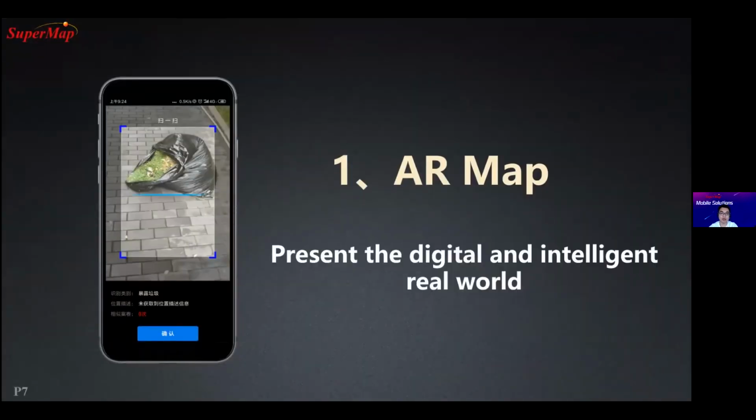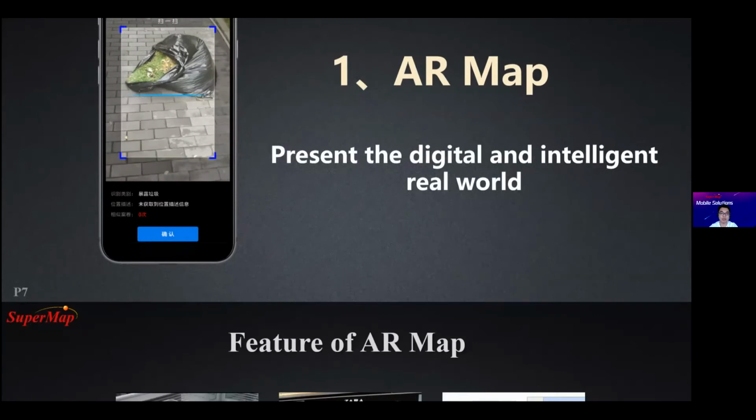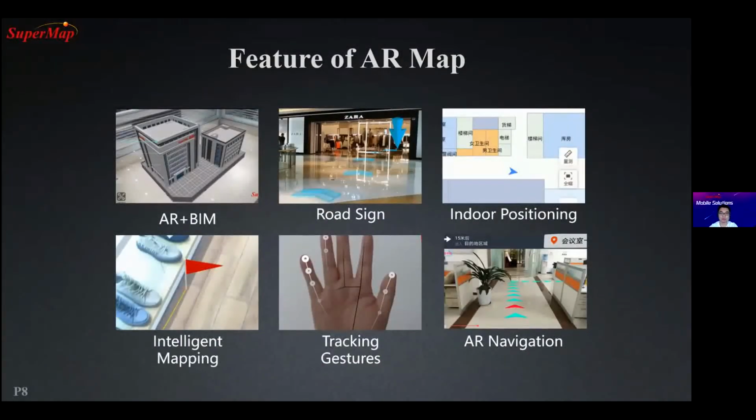So for the AR map, you can use your mobile to capture some video, and it can identify some objects from your mobile. This is some example, like you can also use it for indoor navigation. And later, our colleague will also show you this function, with some details.